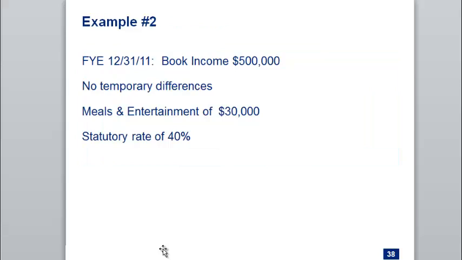Okay. All right. So example number 2, we're going to use the same base case, 500,000 of income. No temporary differences. But there are meals and entertainment expenses within that 500 grand of $30,000. And the tax rate is 40%. Okay? We got that?